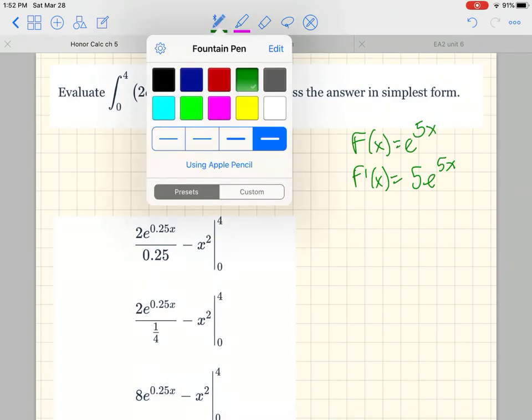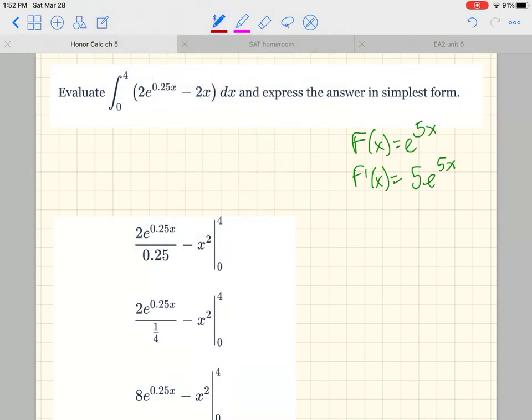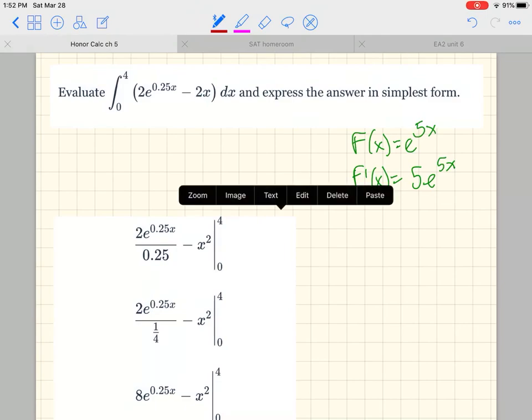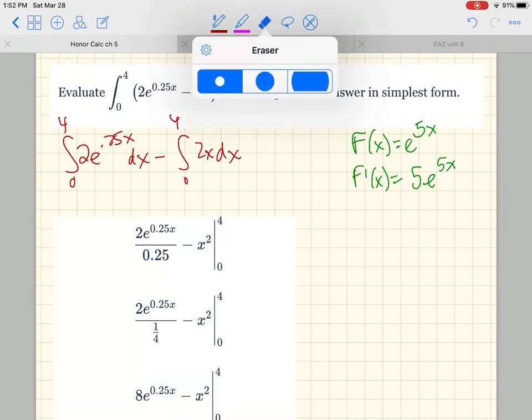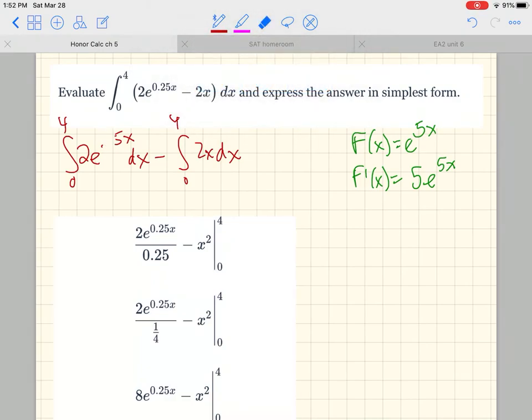So when I start to look at these kinds of problems over here, the integral from 0 to 4, I have a subtraction statement. So I am actually integrating two different problems: the integral from 0 to 4 of 2e to the 0.25x dx, and the integral from 0 to 4 of 2x dx. So that's officially what you're doing. You're officially breaking it up into two different integrations. Okay, and don't forget that for the first integration you want to take out the 2. So basically that's what's happening here.